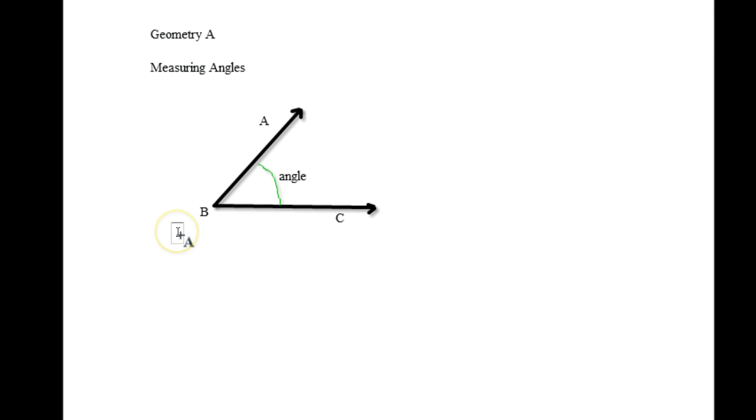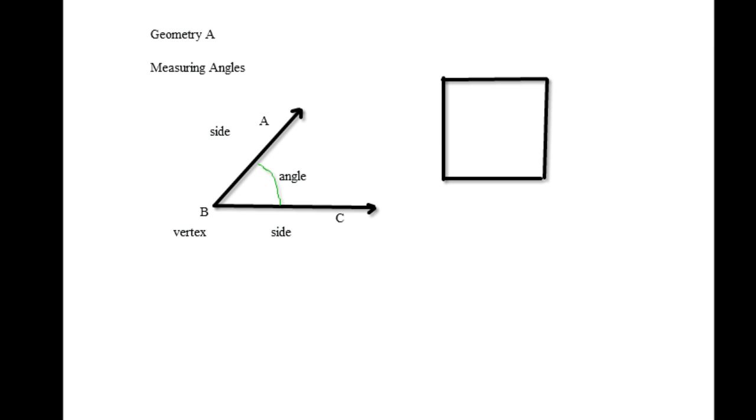B is going to be the vertex of the angle, and these two are called the sides. So this is side AB, and this is side BC. So anytime you have any kind of shape and you have some space in between the two sides, like for example a traditional square, the angles are going to be these parts in here.